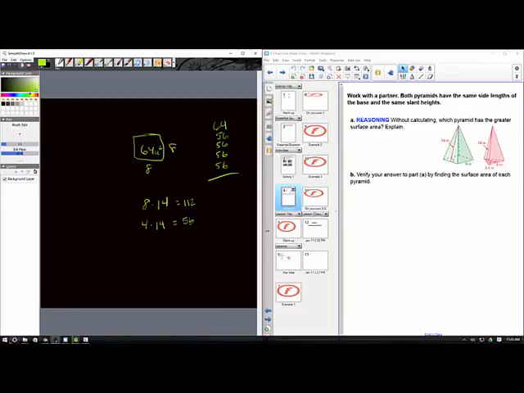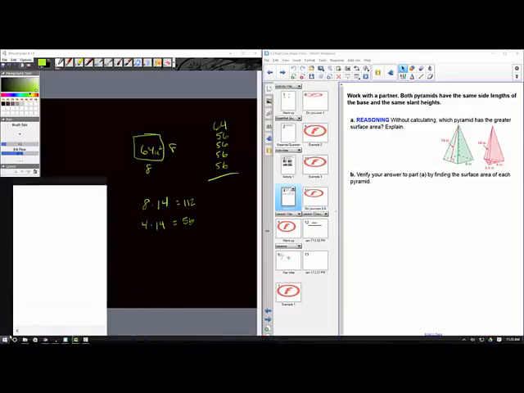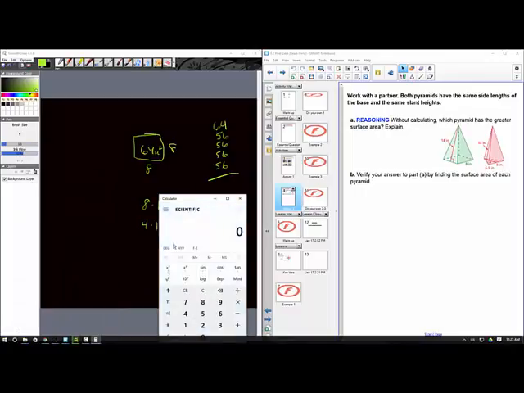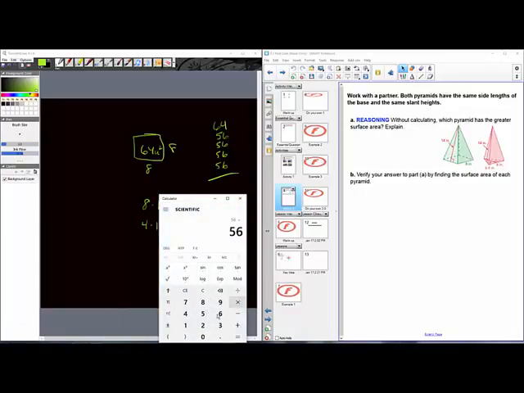Now to get to my calculator, let's just quickly do this and figure out what we get. I look here, and I have 56 times 4 plus 64. I get a total of 288 units squared. And it's units squared because it's surface area, right? So I'm going to put 288 units squared. And that's for this one.